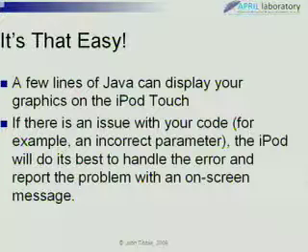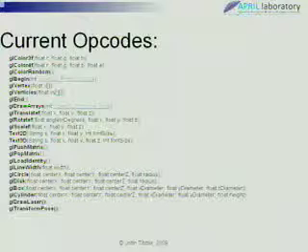It's that easy. In a few lines of Java, you can display your graphics on the iPod Touch. If there's an issue with your code, the iPod will do its best to handle the error and let you know what the problem is with an on-screen message. At the moment, we've implemented almost 25 OpenGL opcodes, all the way from changing the color, to vertex arrays, to rotations, scaling, text 2D, 3D, pushing and popping matrices, as well as some OpenGL primitives not supported in OpenGL ES 1.1, such as circles, disks, boxes, cylinders, and such. We also have a couple of special April Lab specific opcodes called Draw Laser and Transform Pose, which you just saw.